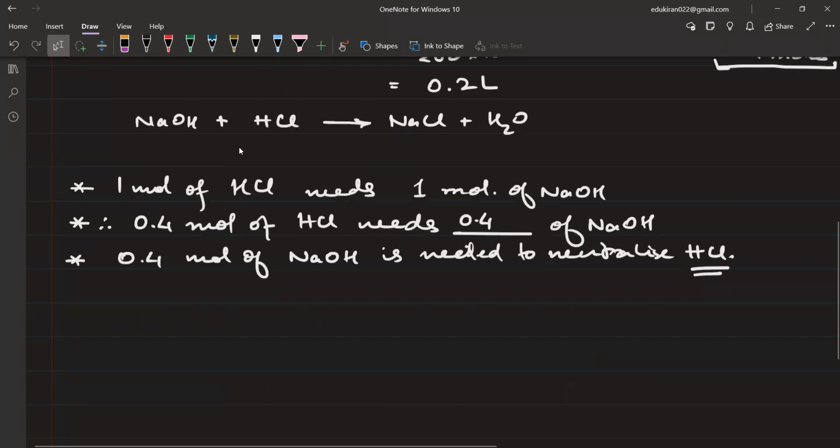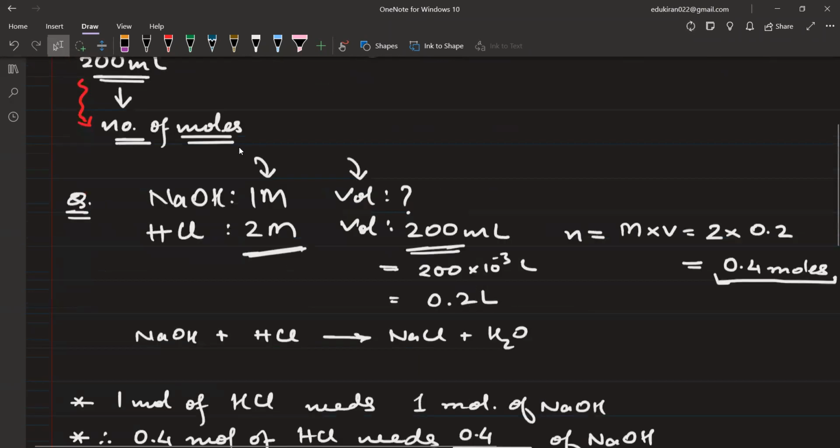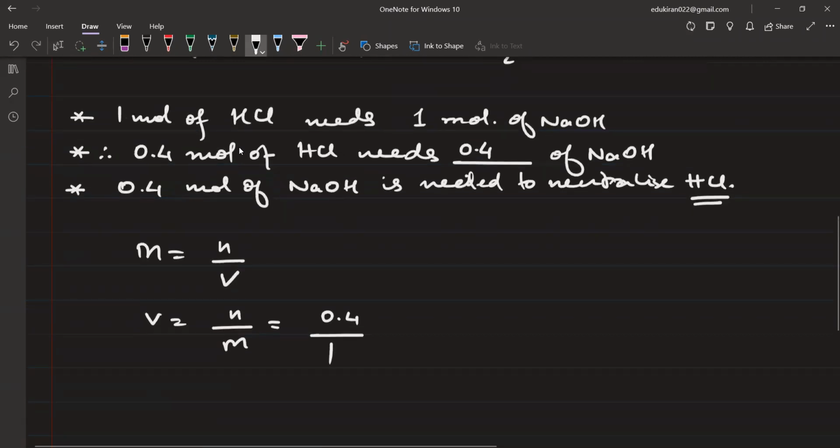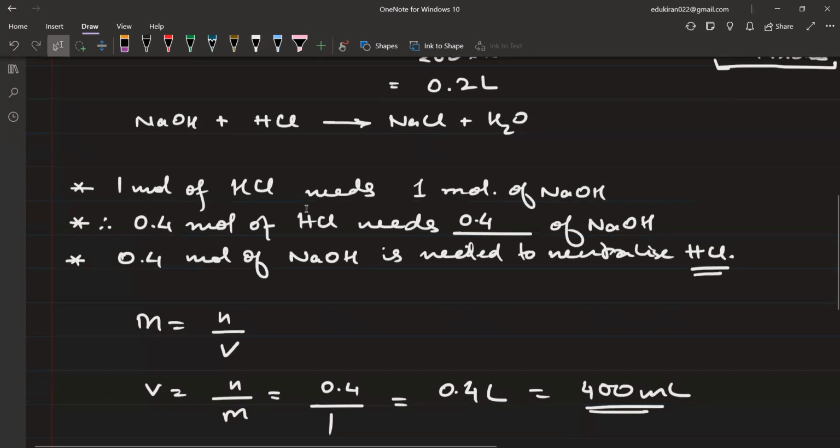So now what we are going to find, see, molarity is equal to number of moles upon volume. So volume is equal to number of moles upon molarity. Number of moles is equal to 0.4. Divide by the molarity of NaOH, which is 1 molar. Divided by 1, so this will be equal to how much? 0.4 liters, which is equal to 400 ml. It was easy, Iram?